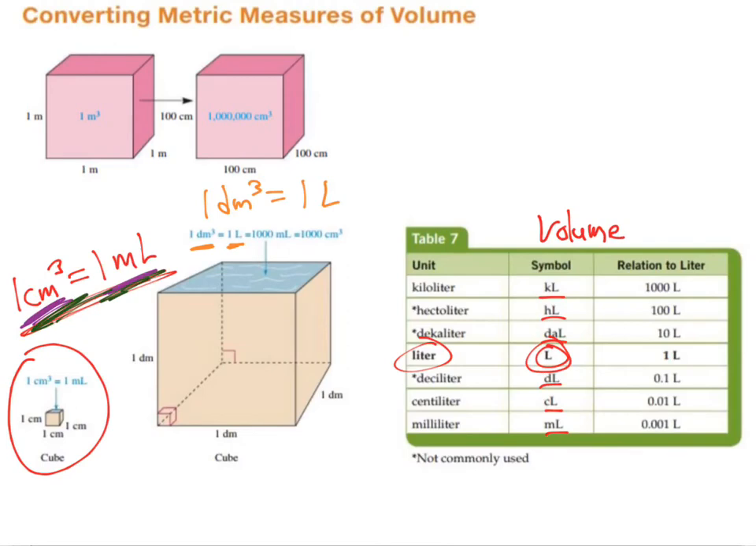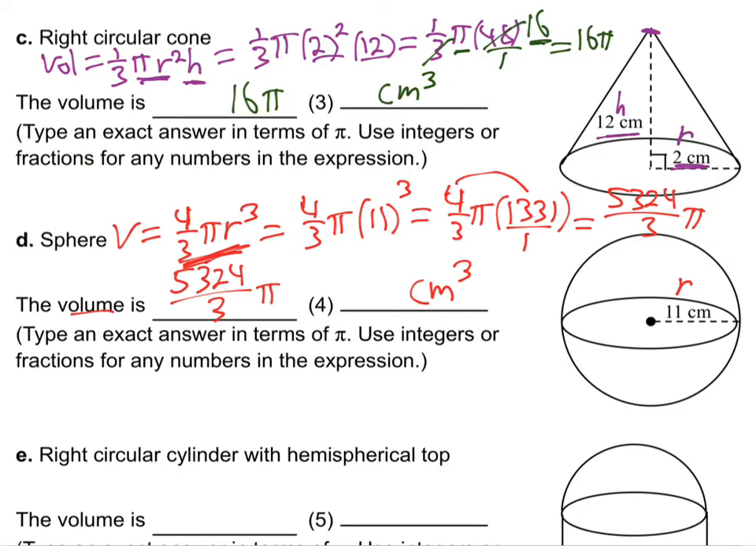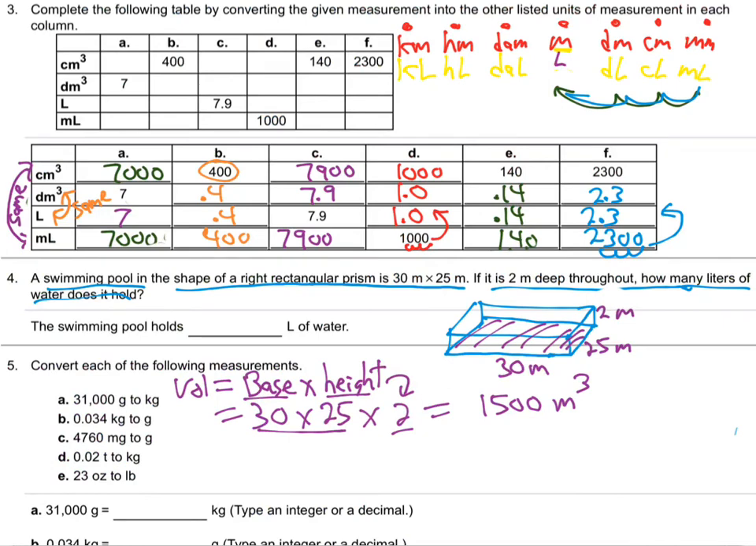Right here. 1 liter is a cubic decimeter. Let's use that. So I'm going to write it up over here to help us remember. 1 liter is 1 cubic decimeter.